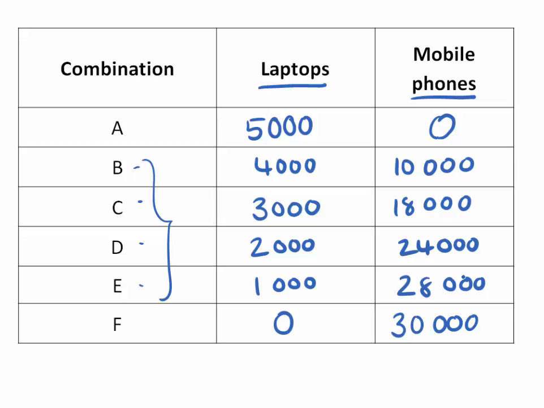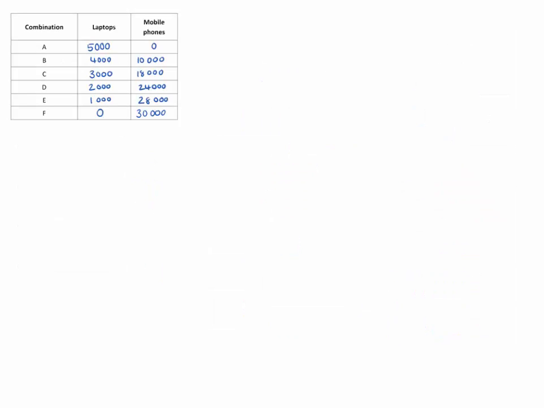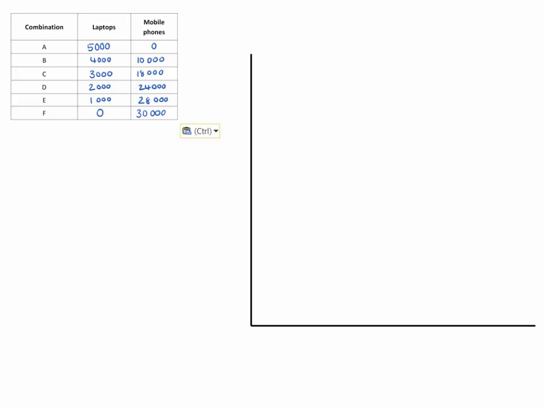So let's make this smaller and put it in the corner so that we can draw the PPC curve. There we go. Now the first thing we need to draw the PPC curve is some axes. So what I'm going to do is first name my axes. My vertical axis I'm going to call laptops. My horizontal axis I'm going to call mobile phones. And I put a little 0 here to show the origin.